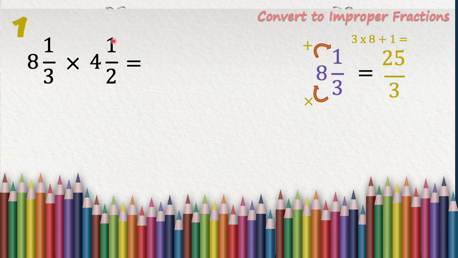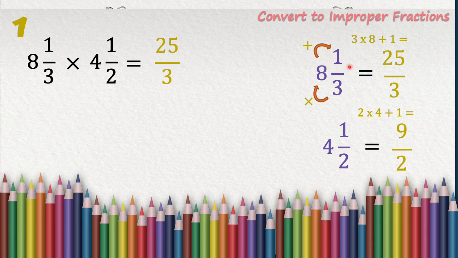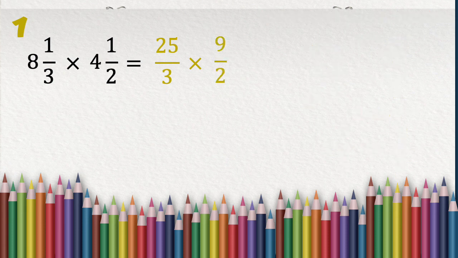Okay, next, convert na to ang 4 and 1/2 to improper. So again, multiply and then add. Diba? Multiply, then add the numerator. So we have 2 times 4 plus 1. That will give us 9. Then again, copy the denominator 2. So, ito na ngayon ang ating mga fraction. So we have 25 over 3 times 9 over 2. Okay, let's proceed to the next step.